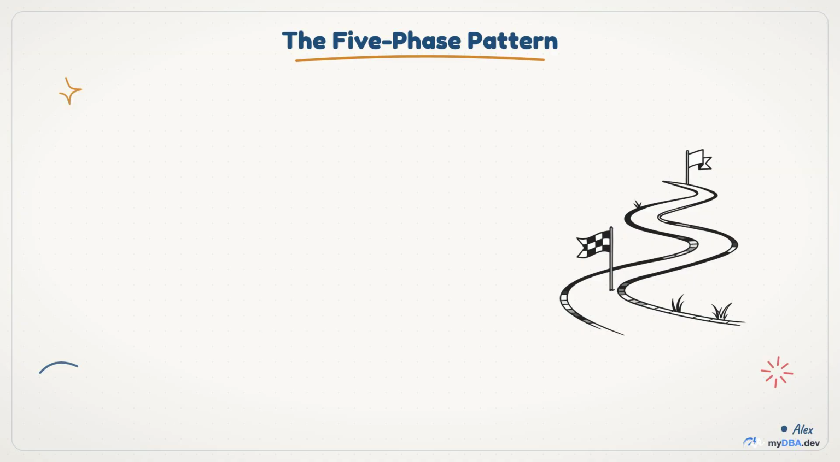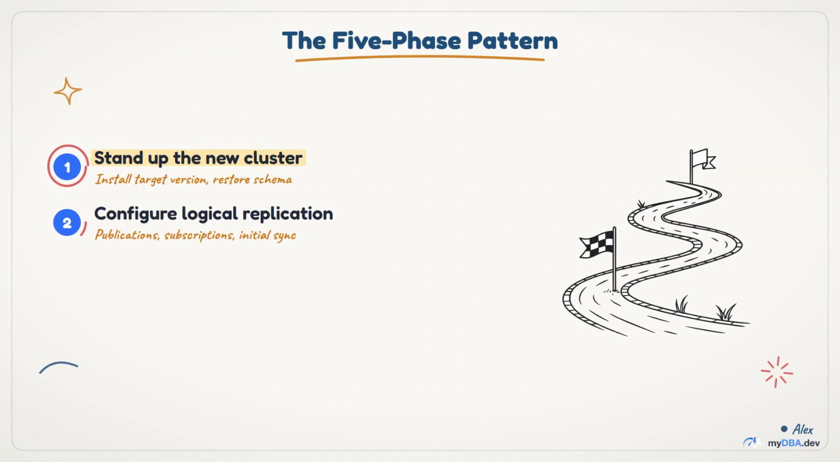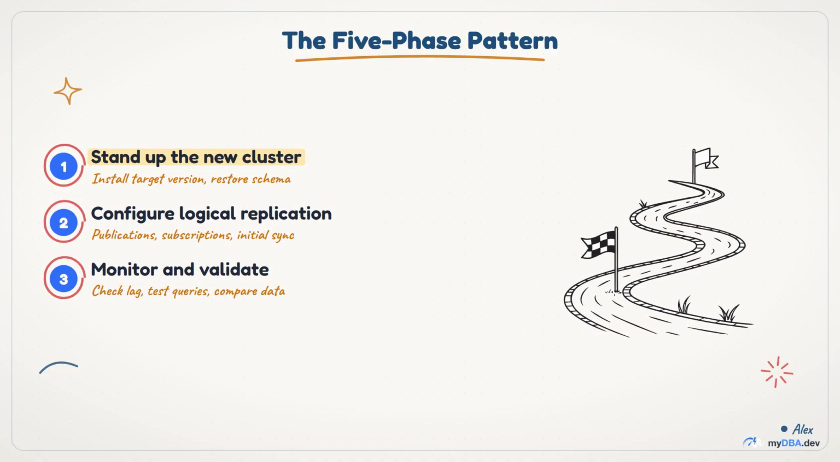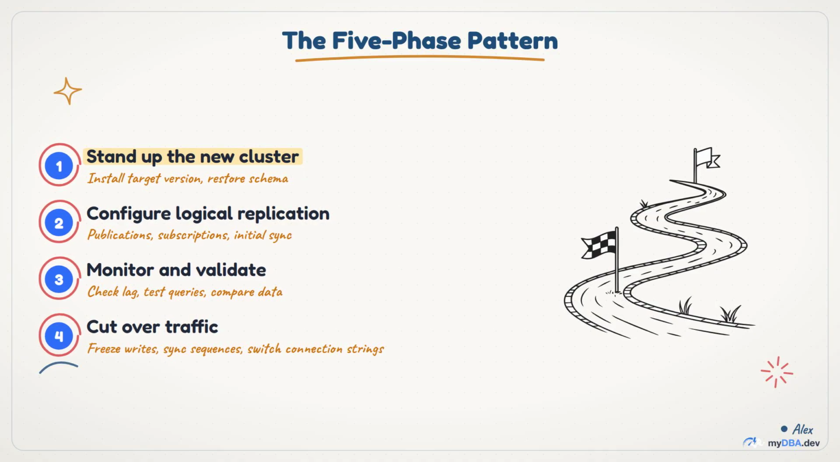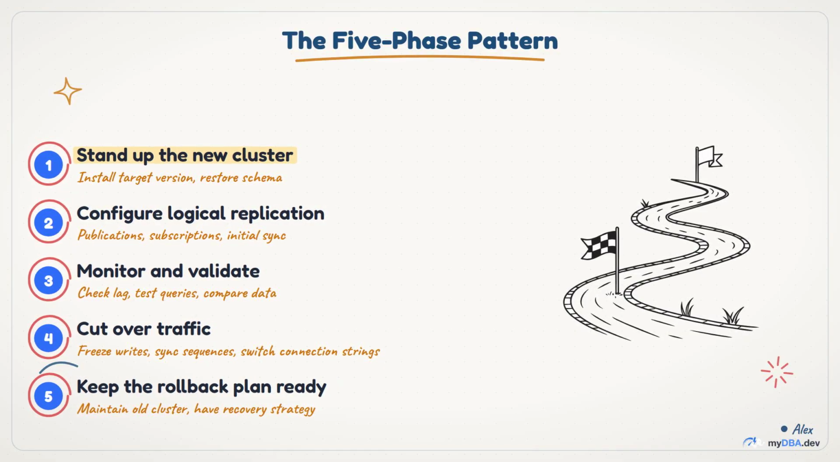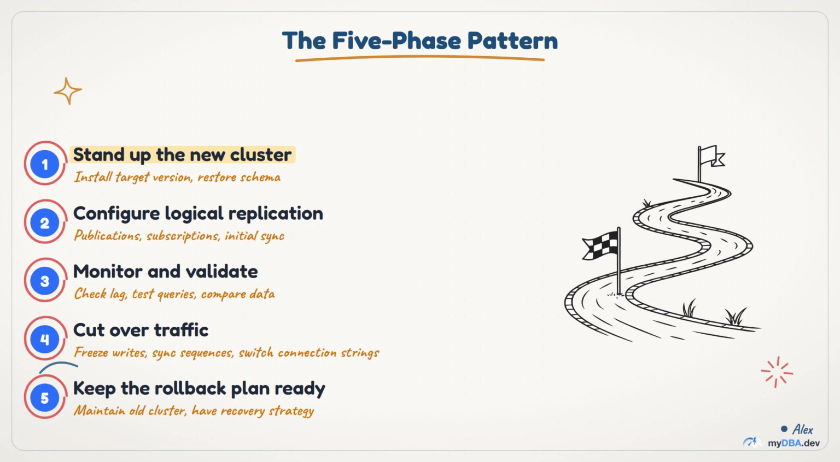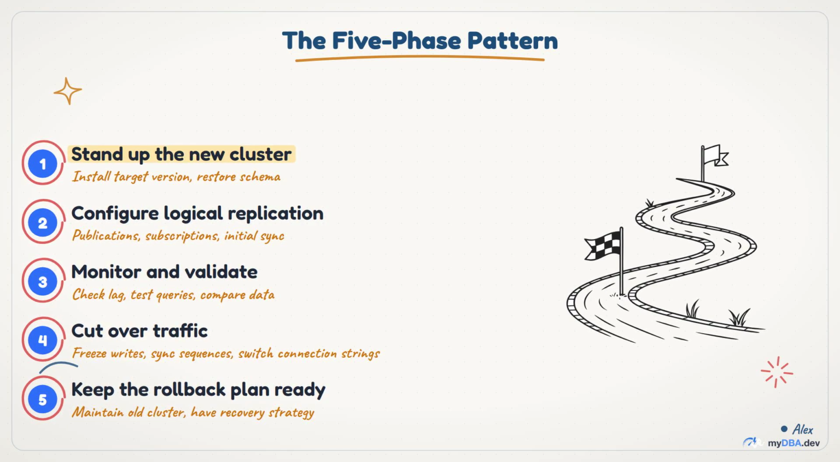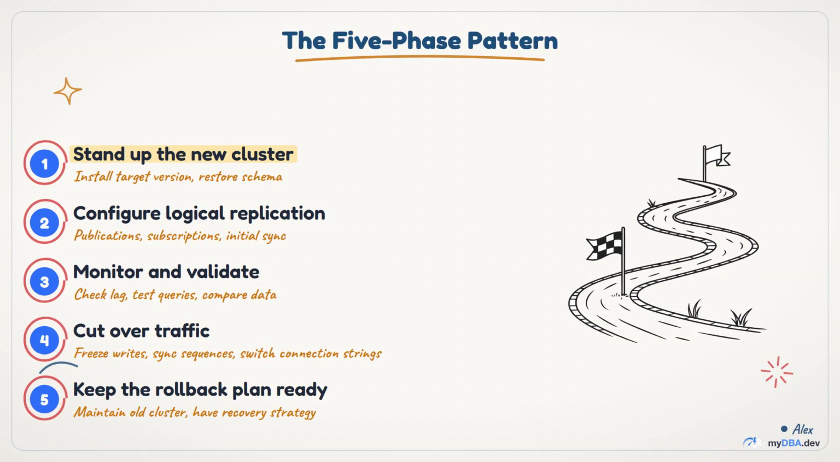Here's the full pattern. First, you stand up a new cluster running the target Postgres version and restore your schema. Then you set up logical replication from old to new and let it sync. Phase 3 is monitoring. You watch replication lag, validate data, and test queries on the new cluster.